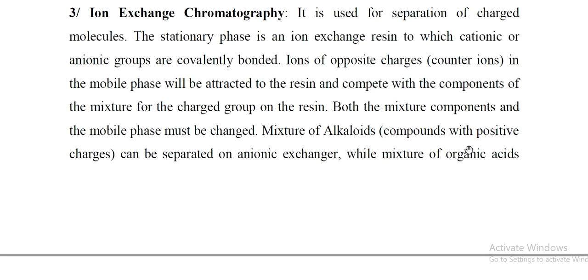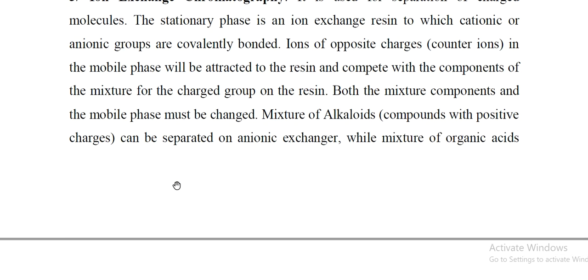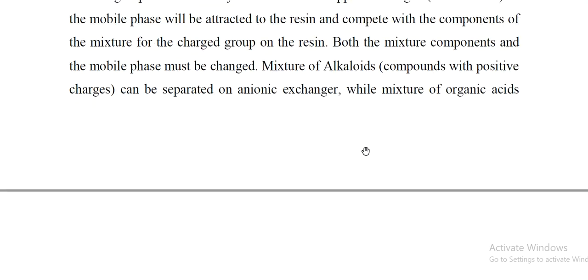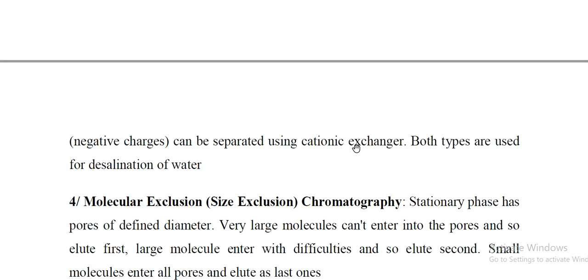A mixture of alkaloids, which are compounds with a positive charge, can be separated by an anionic exchanger, while a mixture of organic acids, which are carboxylic acids whose group carries a negative charge, can be separated using a cationic exchanger. Both types are used for desalination of water.